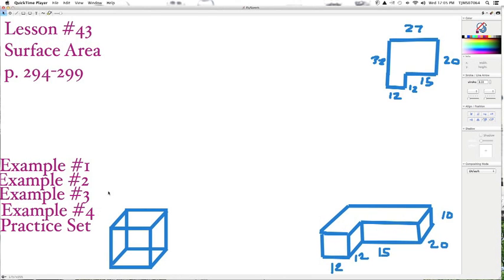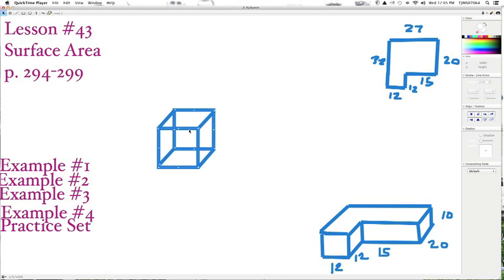that has edges 10, and what they want to do is figure out the total surface area. Now in part 1 you took a cube and you broke it down flat, and we're doing the same thing here.